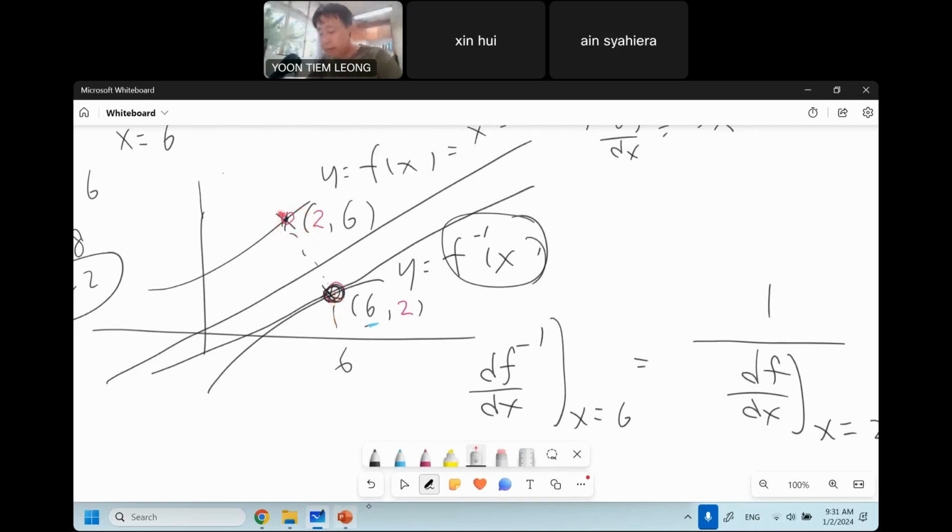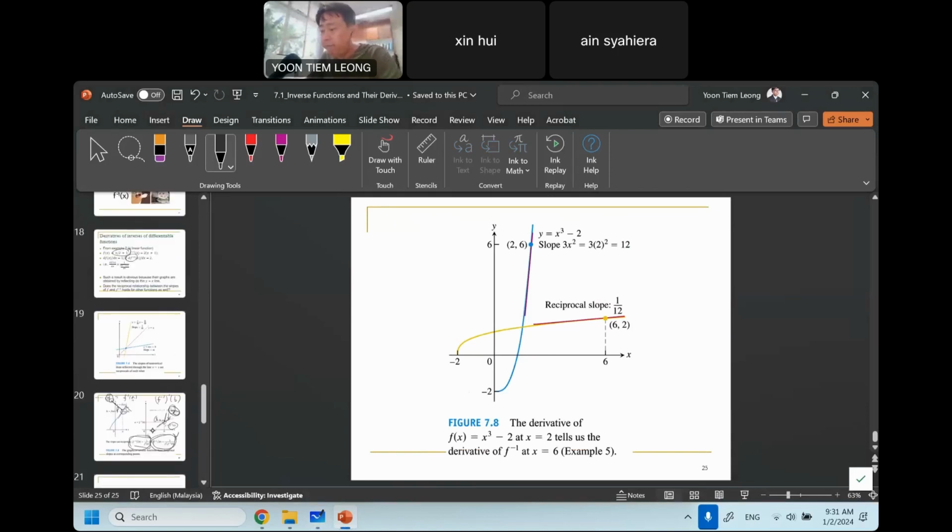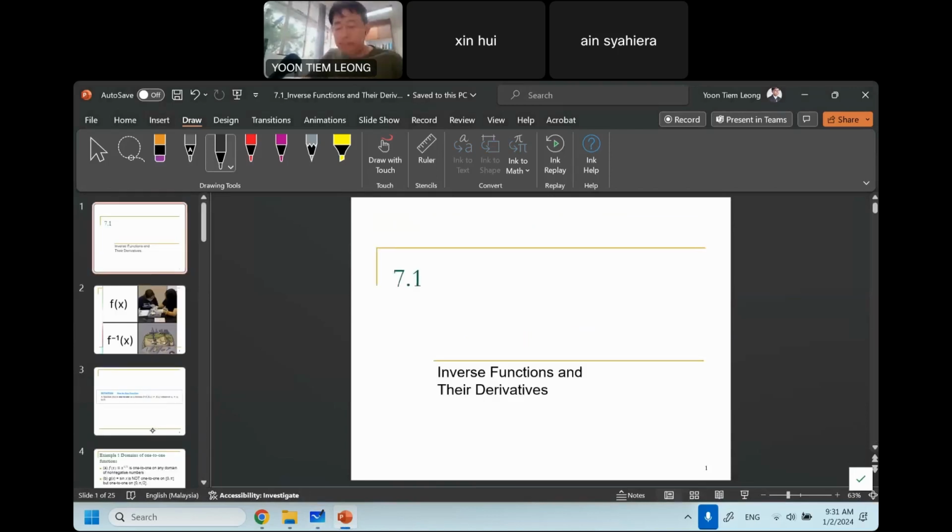Okay, so that is example 5. That finishes up the discussion on the second part of the topic, the inverse function and calculating the derivative of the inverse function based on the derivative of the original function.